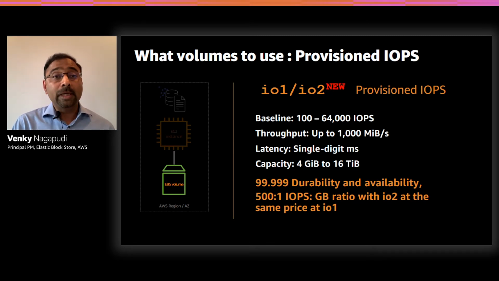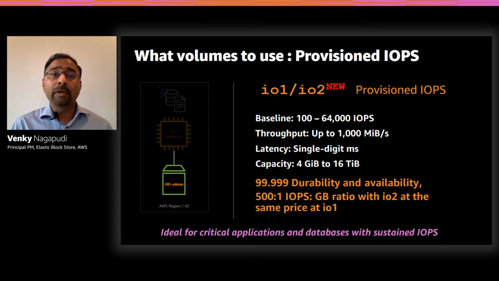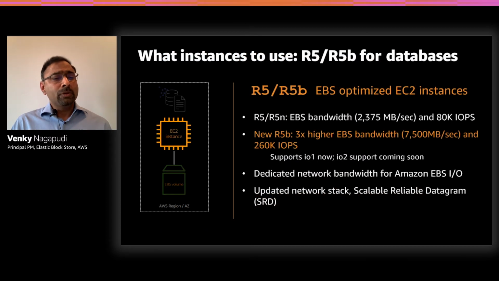And importantly, the new volume type that we introduced, the IO2 provisioned IOPS volume, is able to give you 5 nines of durability in addition to 5 nines of availability. And so if you have mission critical and business critical applications that use databases, then we suggest that you use the IO2 volumes. So in terms of your instances, well, there are tens of instances available to choose from.